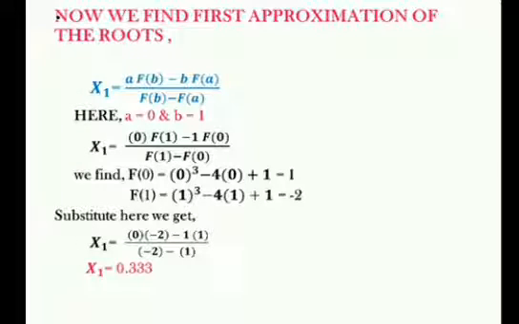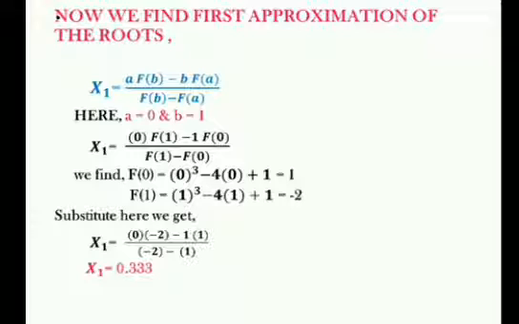Now we find the first approximation of the root. Already we know the regula falsi method formula, that is x1 is equal to a into f of b minus b into f of a, whole thing divided by f of b minus f of a. Here a is equal to 0 and b is equal to 1. So substituting, x1 is equal to 0 into f of 1 minus 1 into f of 0, whole thing divided by f of 1 minus f of 0.